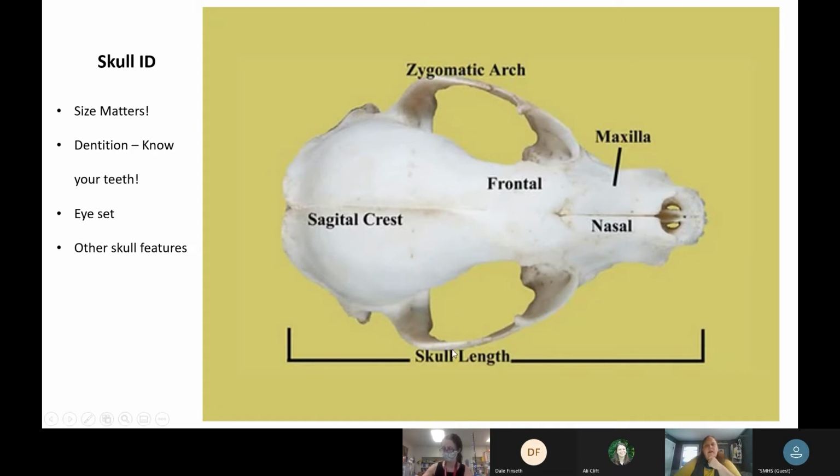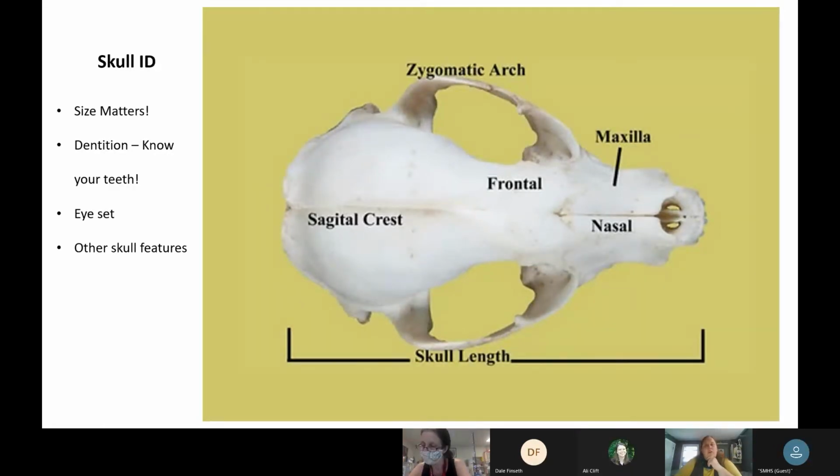And then there's some other cool features. We've got the Sagittal Crest, which is a ridge that runs along the top of the skull. In some animals, it's more defined than in others. Can be used as a way to differentiate between very similar species. You have the Zygomatic Arch, which is basically kind of like your cheekbone. It rings the eye socket there. It's where your tissues attach to hold the lower jaw in place and provides a lot of muscle attachment.